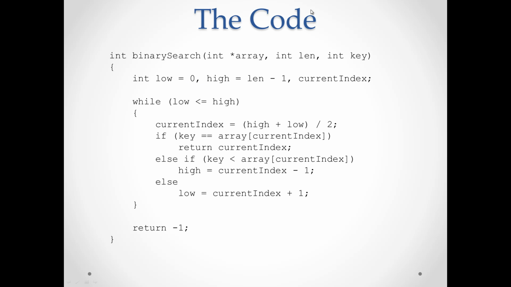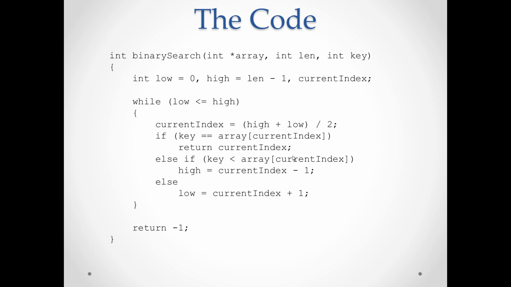So the first thing that we do inside of our loop is calculate the current index. We just add together high and low and divide by 2. Then we compare the key to the element at the current index. If we found the key, then we just return the current index. Otherwise, if our key is less than the element at the current index, that means that we have to look at all the elements to the left of our current index, so we make high the element right before our current element. And the exact opposite would happen if key is greater than our current element. We would make low the element after our current element, so that we're only looking at the elements to the right of our element at the current index.